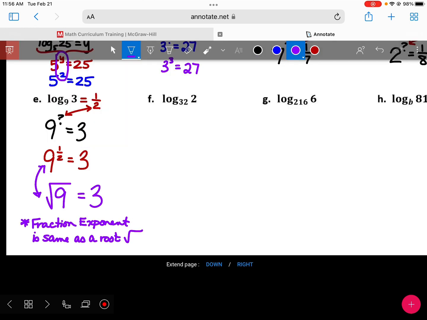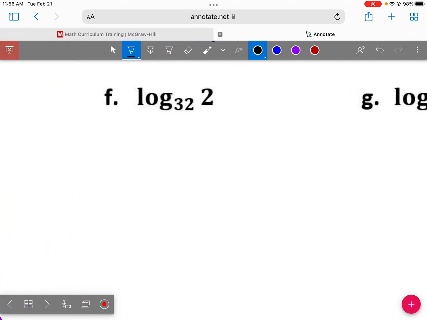How would I figure out part F? What question could I ask myself? What's my base? For F, 32. Do I know the exponent? 32 to some power gives me what?